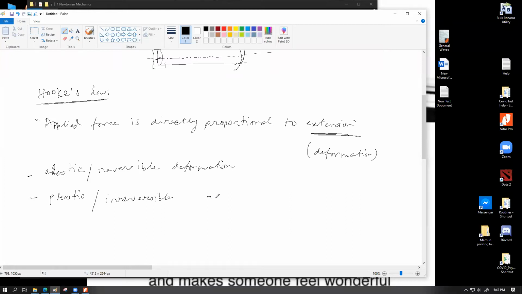Let me talk about these a bit. Elastic deformation is when we apply some force on an object and cause some extension or compression, some deformation of a solid object, and then we start to remove the force, unloading the object, taking away the deforming force. When we have removed all of the forces, if the object completely comes back to its original dimensions, that's what we call an elastic deformation.